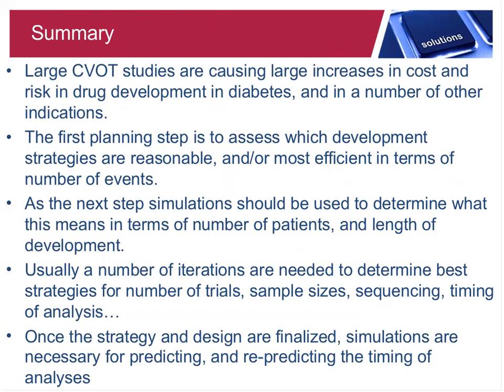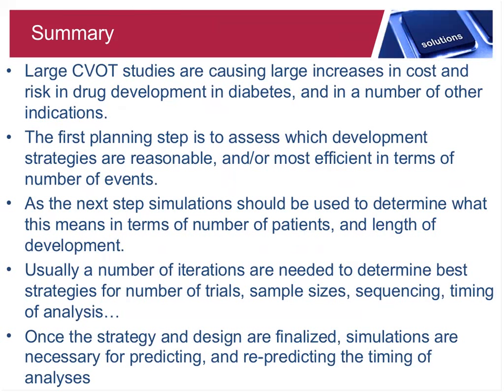And this would be, I think, the very last slide of this presentation, so really just some summary points. Large outcome trials are causing large increases in cost and risk in drug development in diabetes and a number of other indications. So the first planning step should be to assess which development strategies are reasonable and more efficient in terms of number of events. Reasonable based on what you know: should you go for superiority, for example, or not? And for most efficient, how frequently do you want to have interim analysis, what kind of spending function to use, and things of that kind.